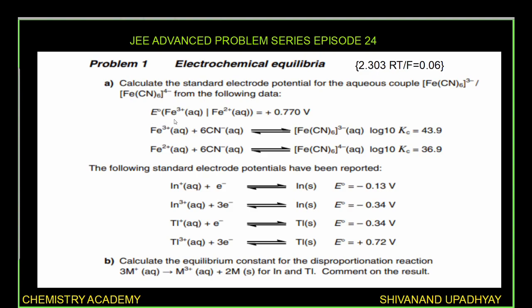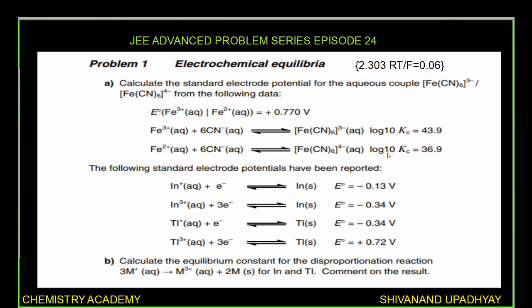The data for the reduction potential of iron +3 to iron +2 in aqueous state is given, that is 0.77 volt, and Fe3+ in aqueous state plus 6 times CN- in aqueous state will form this complex ion. So this reaction is the formation of the complex ion, K formation. The value of log equilibrium constant for the reaction is given. Similarly, Fe2+ will combine with 6 times CN- to form this complex ion. So this is the reaction of formation of this complex ion. Central metal and ligands will combine to form this ion, and the log equilibrium constant value is given.